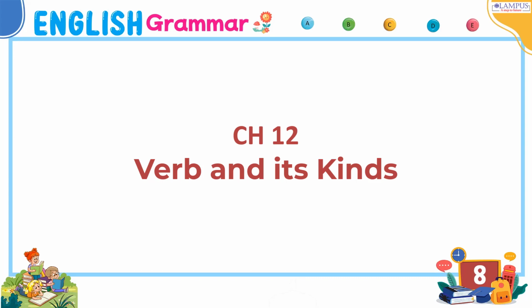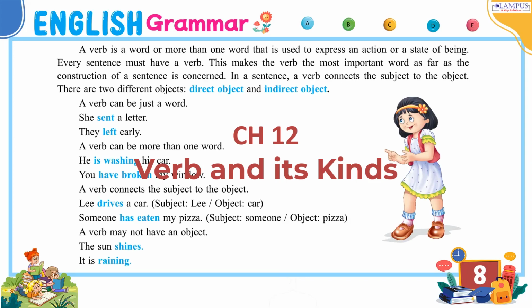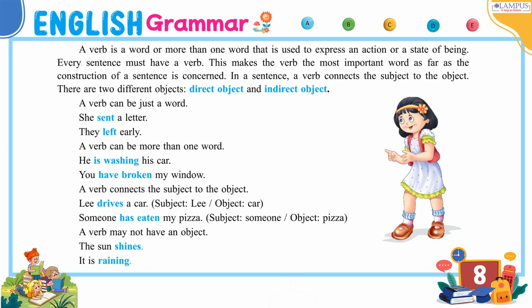Chapter 12. Verb and its kinds. A verb is a word or more than one word that is used to express an action or a state of being. Every sentence must have a verb. This makes the verb the most important word as far as the construction of a sentence is concerned.